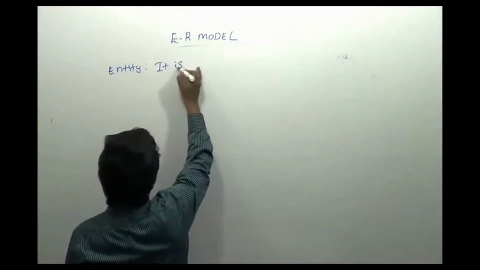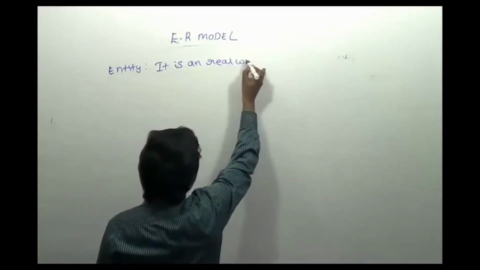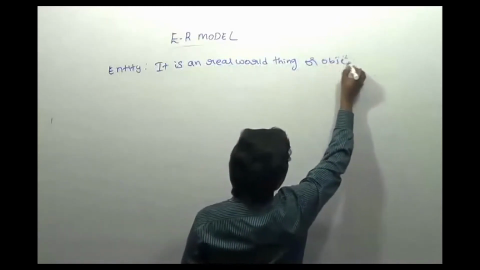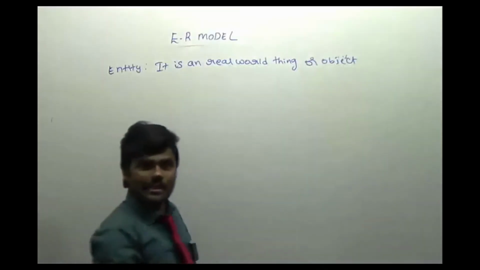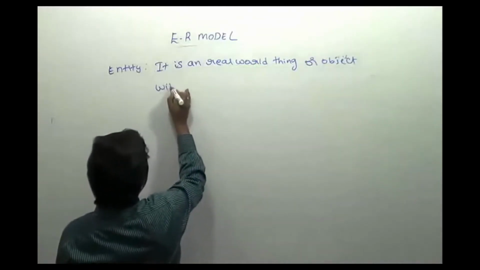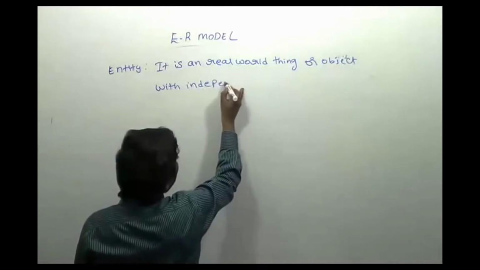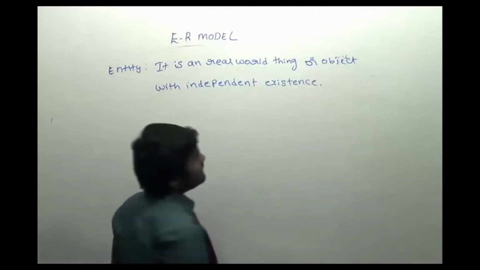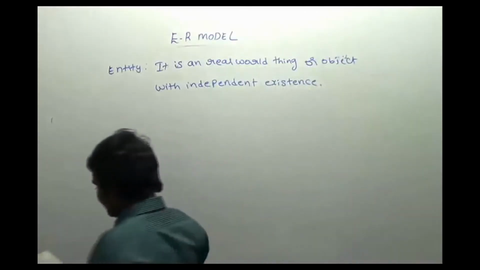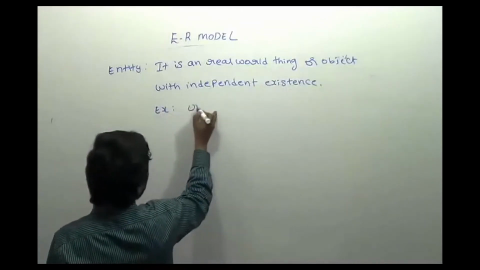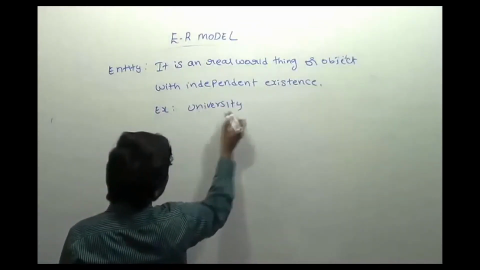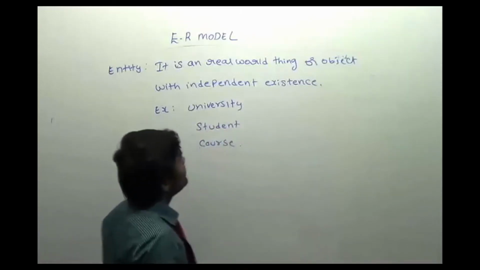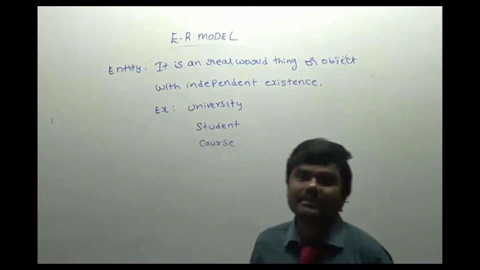It is a real world thing or object with independent existence. Examples are university, student, course. So it is a real world thing that we can define.